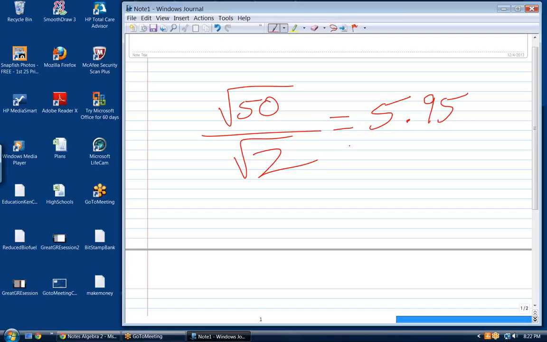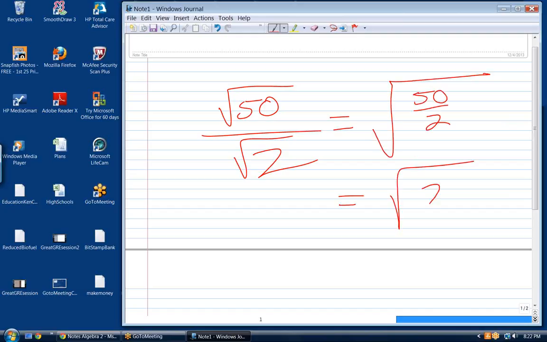Is this not the same thing as the square root of 25? I'm not sure. Well, yes, it is. In other words, it works both ways. Not only can I say the square root of a over b is the square root of a over the square root of b, but I can go the other way also. So the square root of 50 divided by the square root of 2 is the same as the square root of 50 divided by 2, which is the square root of 25, which is 5.